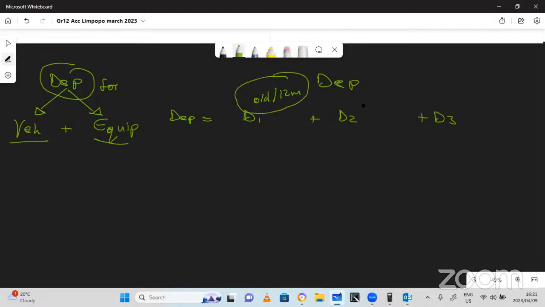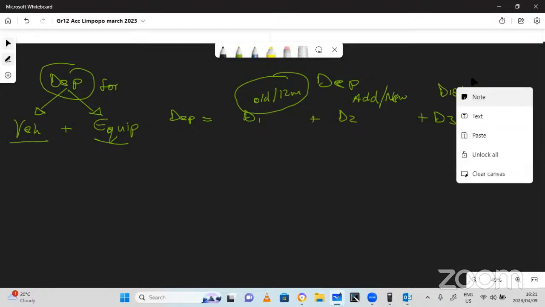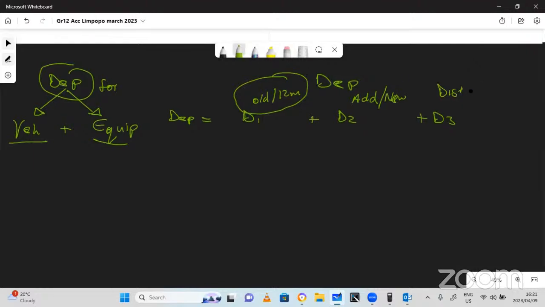Then we move to depreciation number two. What do we mean by depreciation number two? I will calculate my depreciation on the additional asset in the business, in other words, the new asset, the asset bought during the year. What about depreciation number three? I will calculate depreciation number three on the disposed asset, or should I say the sold asset during the year. So these are my depreciations.